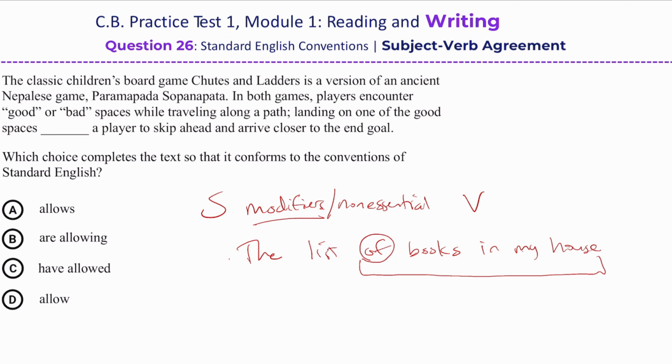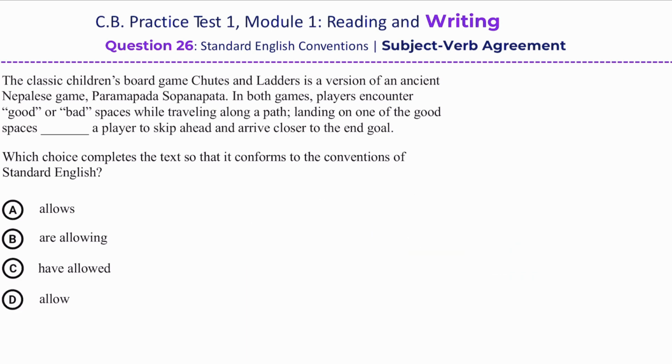So now what we do is we read the passage, right? We read the passage and what are we focused on? We're focused on identifying the subject of that verb. So in other words, what allows a person to skip ahead and arrive closer to the end goal? That's what we're focused on finding, okay? So I'm gonna start from the second sentence here. It says, in both games, players encounter good or bad spaces while traveling along a path. Landing on one of the good spaces allows a player to skip ahead and arrive closer to the end goal.